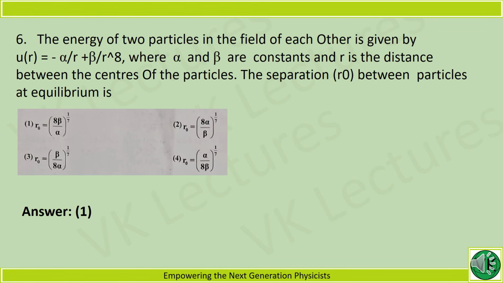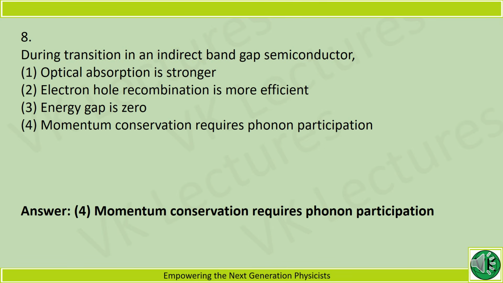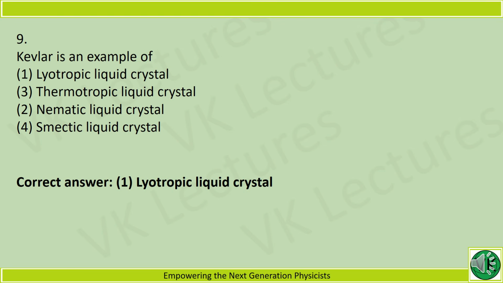The energy of two particles in a field of each other is given by U of r equal to minus alpha by r plus beta by r to the power 8, where alpha and beta are constants and r is the distance between centers of the particles. The separation r0 between the particles at equilibrium is given by r0 equal to, the option is option 1. The effect that does not disturb the electrical conductivity of an ionic crystal is the Frenkel effect. In a transition in an indirect band gap semiconductor, momentum conservation requires phonon participation. Kevlar is an example of a lyotropic liquid crystal.